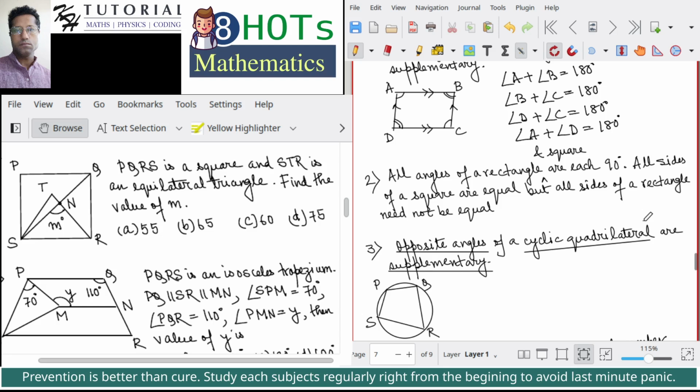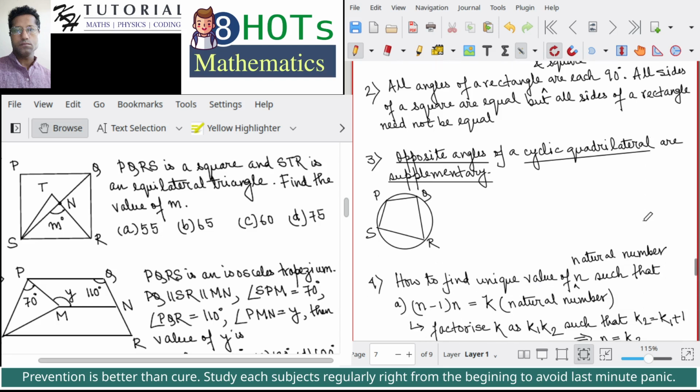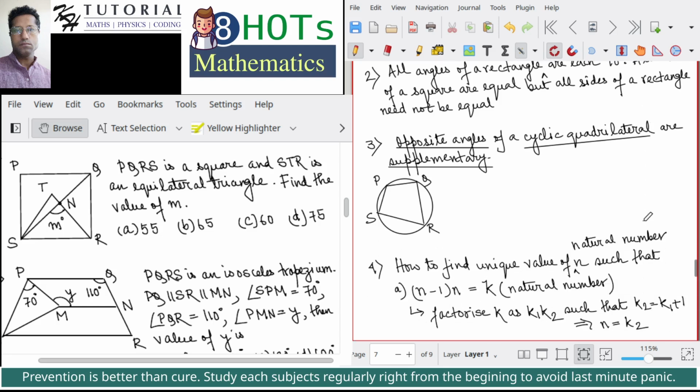Okay. So concept 3 is a very important concept. You must know that if a quadrilateral is cyclic, that is, all the vertices of the quadrilateral lie on the circumference of a circle, then the opposite angles of that quadrilateral are supplementary. So as you can see, PQRS is a cyclic quadrilateral.